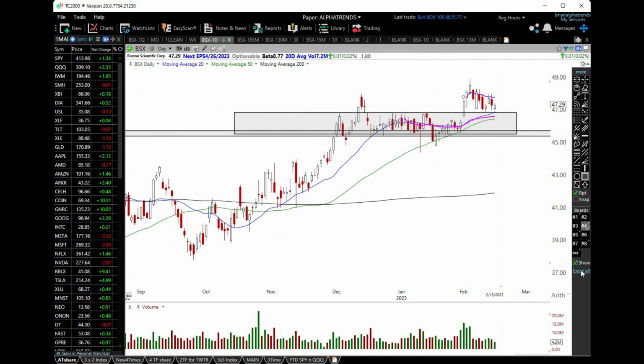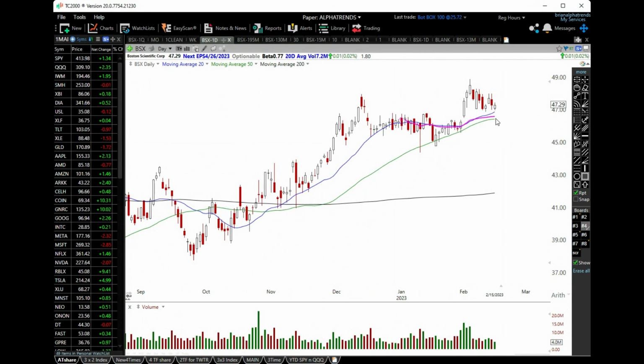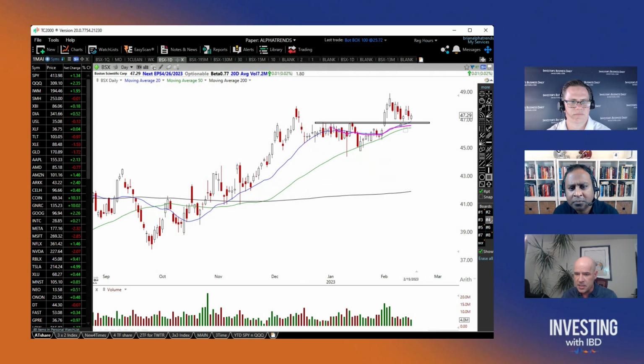Let's clear all this stuff off. Here's the 20-day moving average. Here's the year-to-date VWAP. We've got a rising 50-day moving average. And that break of this short-term resistance is acting as support as well. So that would tell me a stop would go under here, worst case under there.